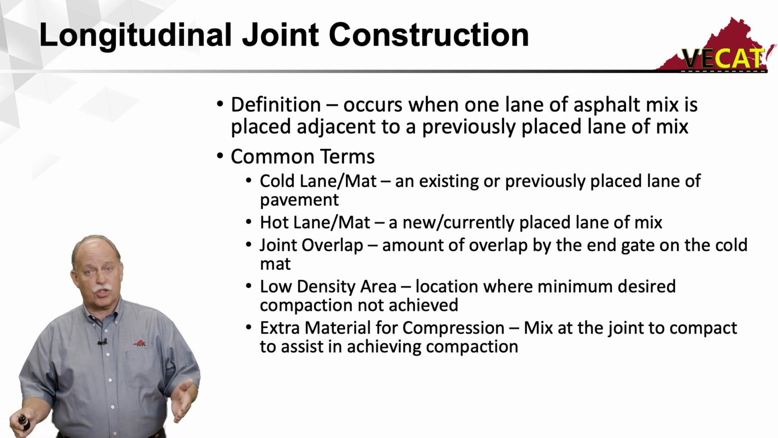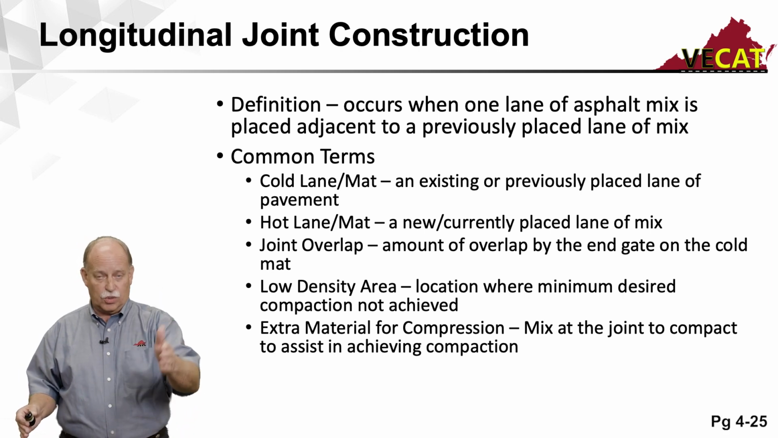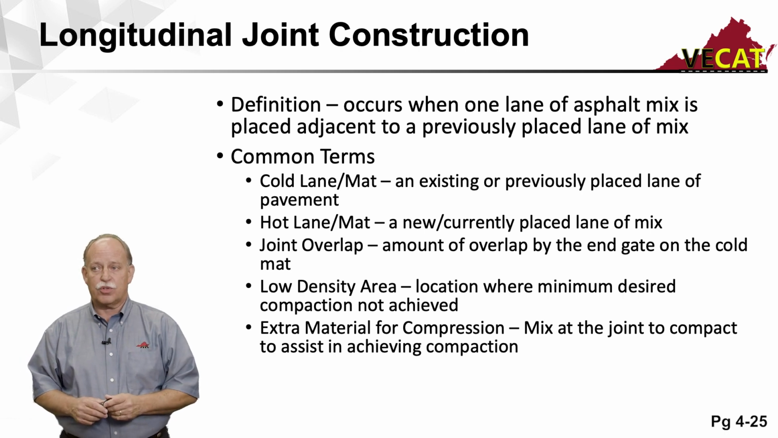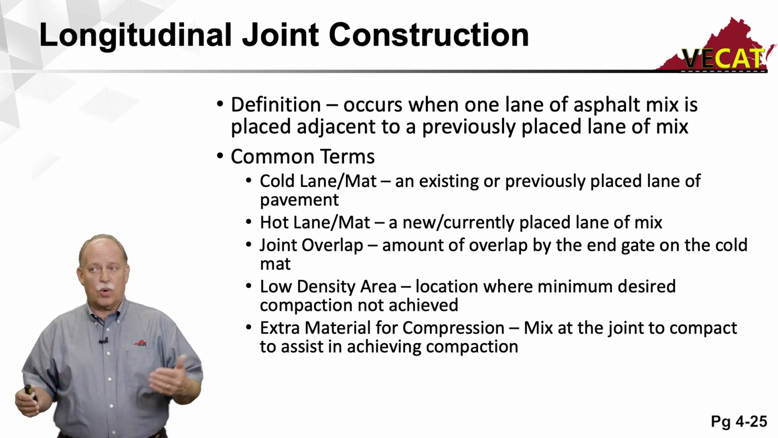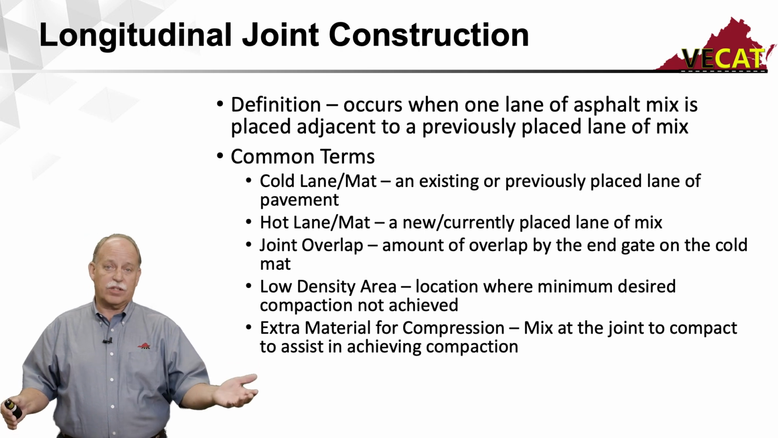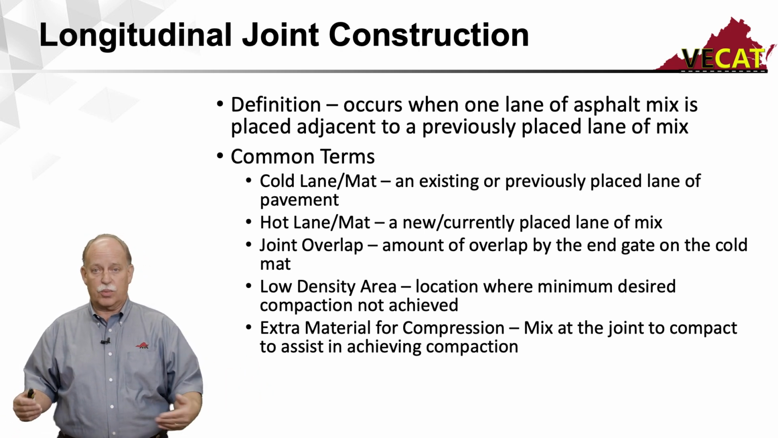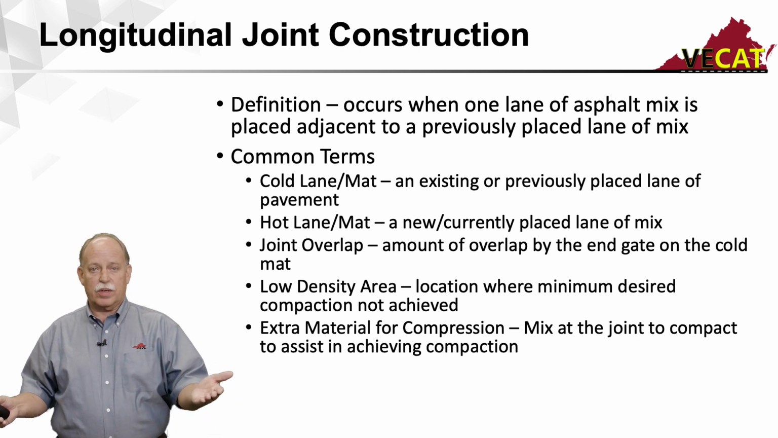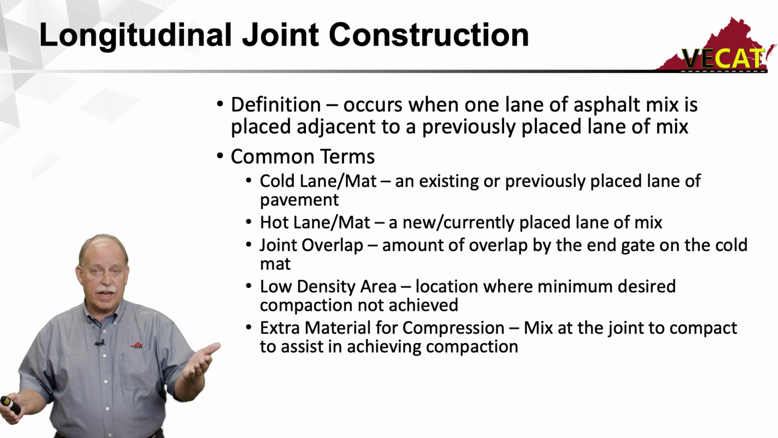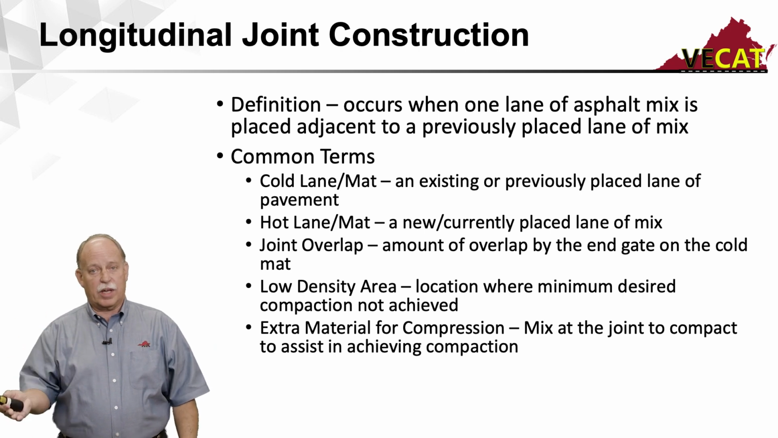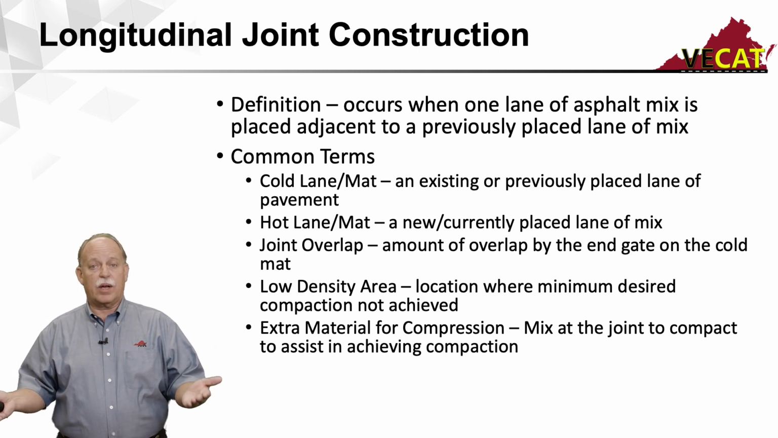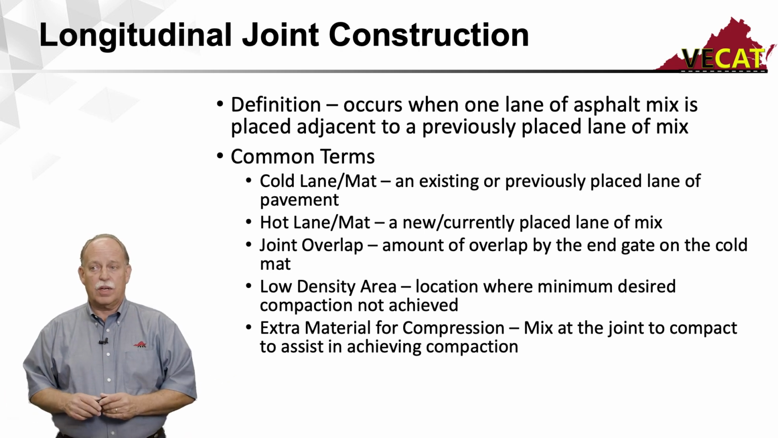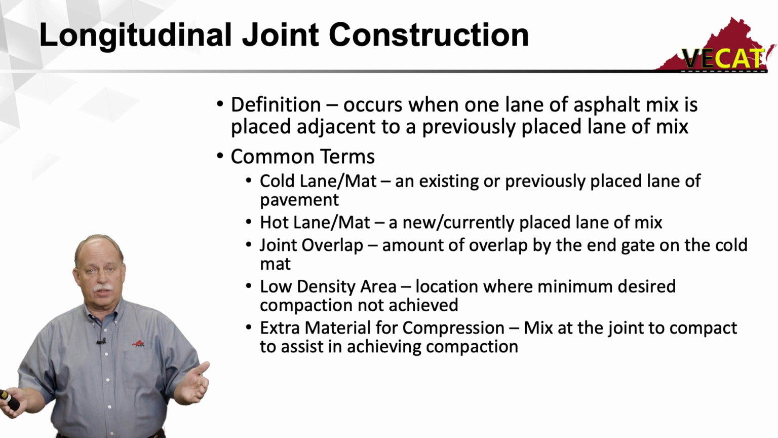So let's talk about the longitudinal joints. Obviously, the longitudinal joint is just like it says. It's a longitudinal joint that goes down your pavement structure. It's going to occur when one lane of asphalt mix is placed adjacent to the previous asphalt mix. So if you've got a 2-lane segment that you're paving, you go down the road and you place one lift in one lane, and then the next day you come back and you place the lift on the other lane, it's going to create what's called a longitudinal joint. And it runs right down the middle between the 2 lanes that you just placed.